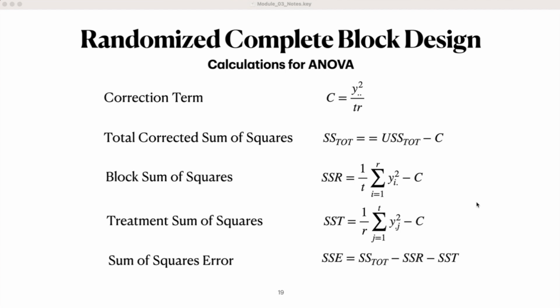And then once we have those three terms, the total corrected sum of squares, the block sum of squares, and the treatment sum of squares, we calculate the sum of squares error by subtraction. So we subtract the sum of the block sum of squares and the treatment sum of squares from the total corrected sum of squares. And when we distribute that minus sign across the sum, then it becomes that quantity right there.